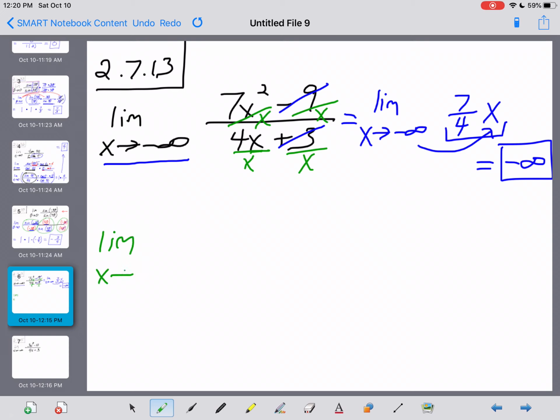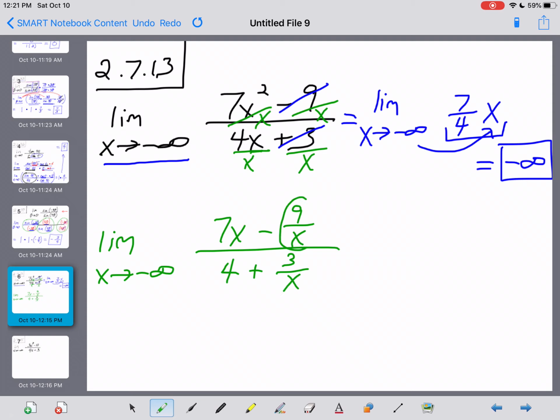This now becomes the limit as x approaches negative infinity of the numerator, 7x squared divided by x is just 7x minus 9 over x. Yeah, I know, I just made a simple fraction complex, but there's a reason for it. And down in the denominator, we end up with a 4 plus 3 over x. And now what I want you guys to realize here is that this term right here and this term right here, if we think about what happens as x is approaching negative infinity, your denominator increases without bound, or in this case decreases, and the numerator stays the same. The limit of both of those circled fractions with x on the bottom is going to be 0.